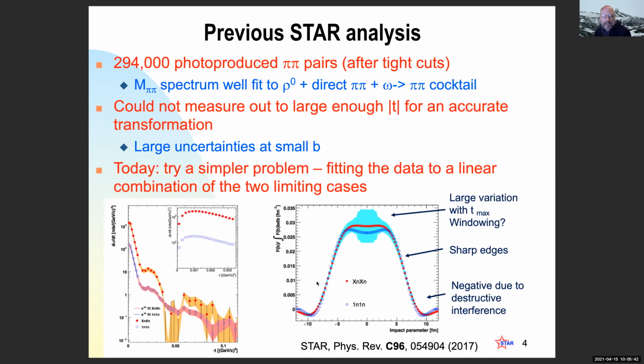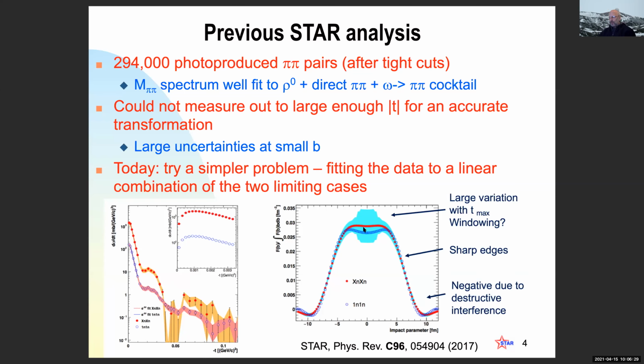STAR has looked at this in the past. This is a paper that was published in 2017, which used 294,000 photoproduced dipion pairs after tight cuts. Again, the mass spectrum was well fit by the rho plus direct pions plus omega to pi plus pi minus. The latter was really only visible via interference. They measured d sigma coherent dt as shown in the left plot, and you can see the diffractive minima. These are for Xn, Xn, and 1n, 1n excitations. Essentially, you can think of these as two almost independent data sets. Then they Fourier transformed to get the F of b shown at the right.